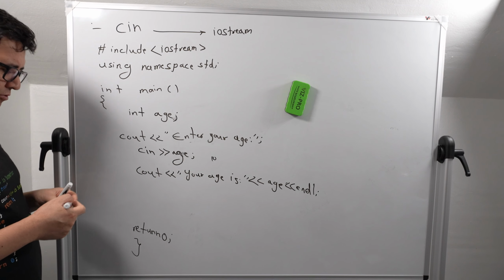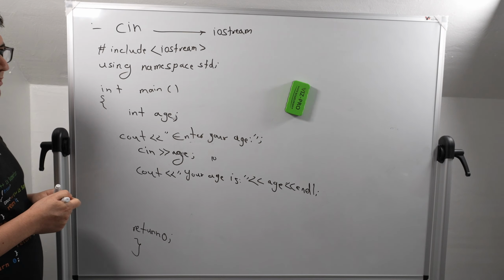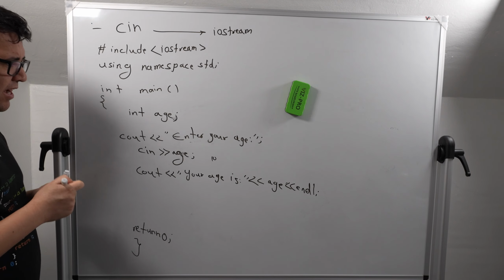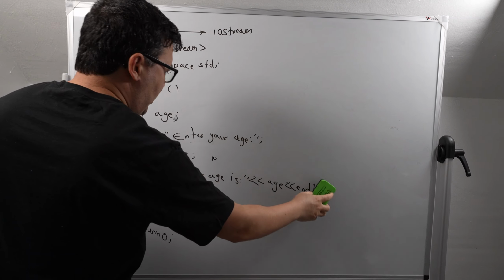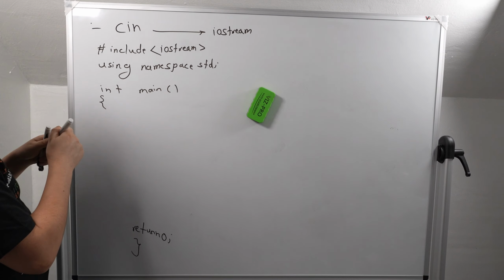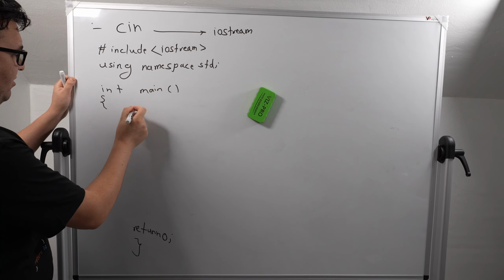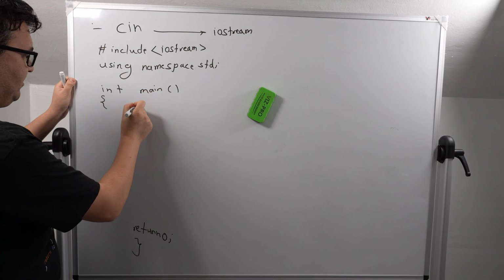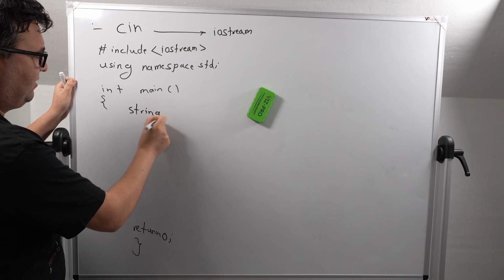We can get information from the user. If the information is also text, we can get that information from the user too. Like I say, I need to take the name, or I need to take a character. So I write a string name.